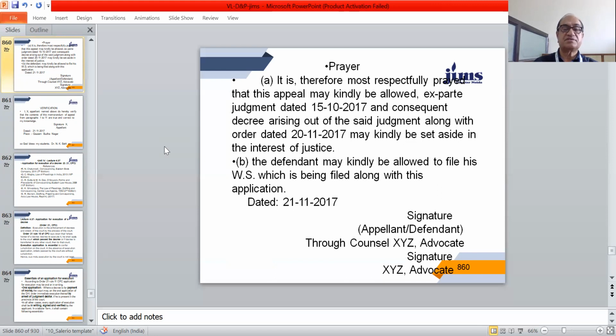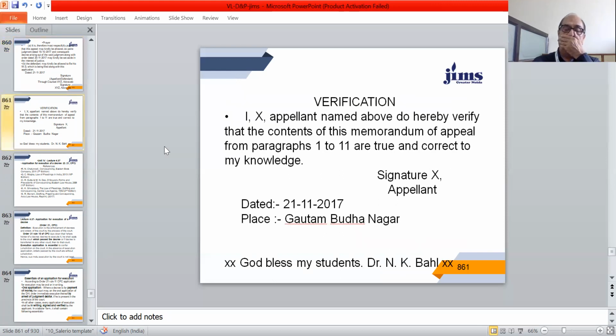And since this memorandum of appeal has been drafted by some counsel, you are supposed to write down through counsel XYZ advocate. Again, the signature of XYZ advocate is required on this memorandum of appeal. Lastly, the verification is to be done like verification of a plaint. I, ex appellant named above, do hereby verify that the contents of this memorandum of appeal from paragraph 1 to 11 are true and correct to my knowledge. After verification, again the signature of ex appellant is required.